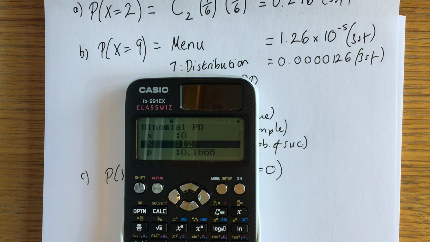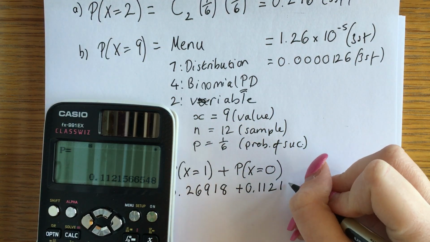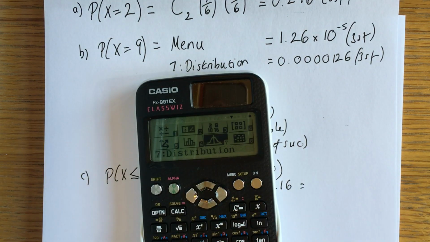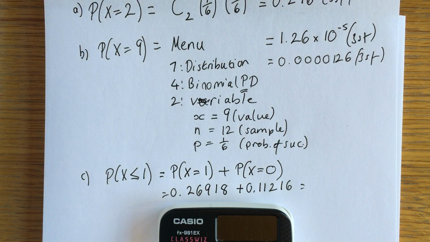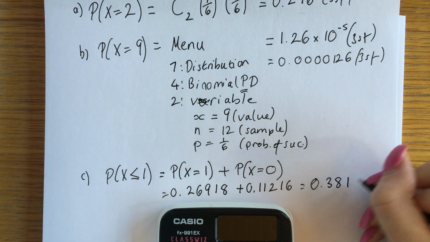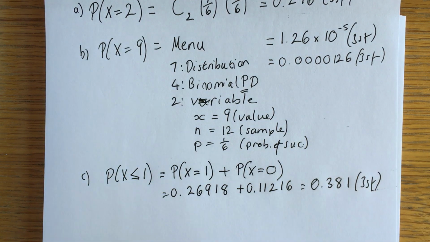So I want the probability of getting 0, which is 0.11216 to 5 significant figures. I'm then going to press menu and 1 because then it takes you back to my calculator screen and type those numbers in. So 0.26918 add 0.11216 is 0.381 to 3 significant figures. So using our calculator, these questions are really straightforward.